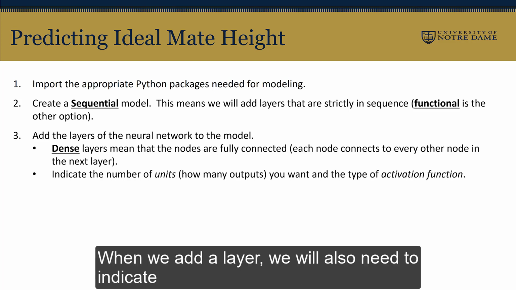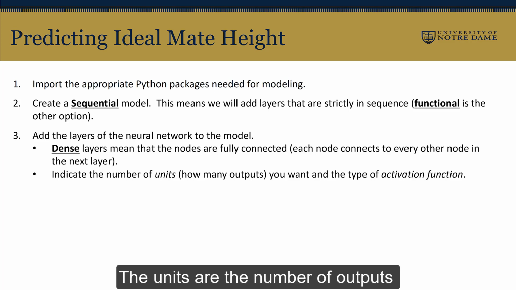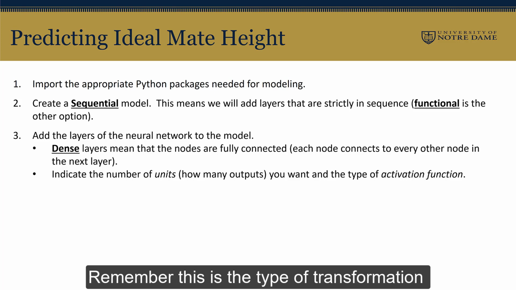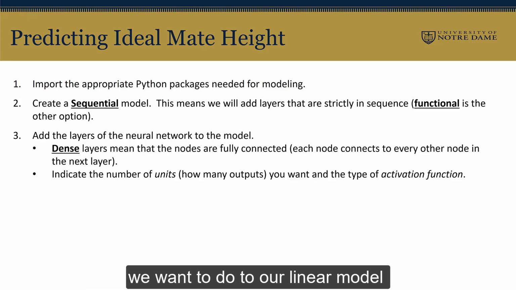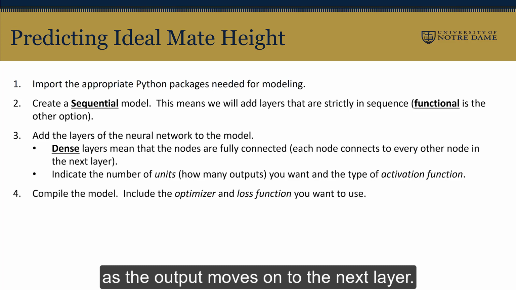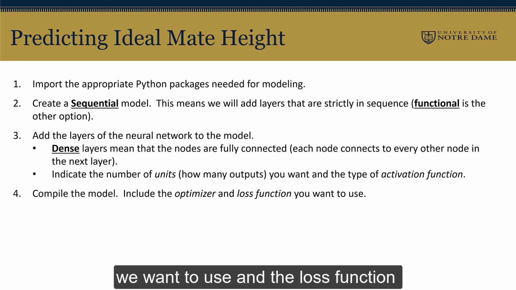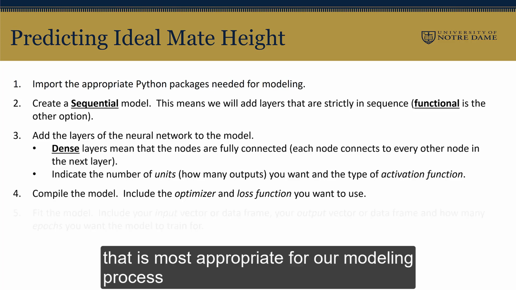When we add a layer, we will also need to indicate how many units we want to include for that layer. The units are the number of outputs that we want to come off of that layer. Additionally, we will need to specify our activation function for that layer. Remember, this is the type of transformation we want to do to our linear model as the output moves on to the next layer. Once we're satisfied with our model, we will need to compile it. In this step, we will need to determine what type of optimizer we want to use and the loss function that is most appropriate for our modeling process.